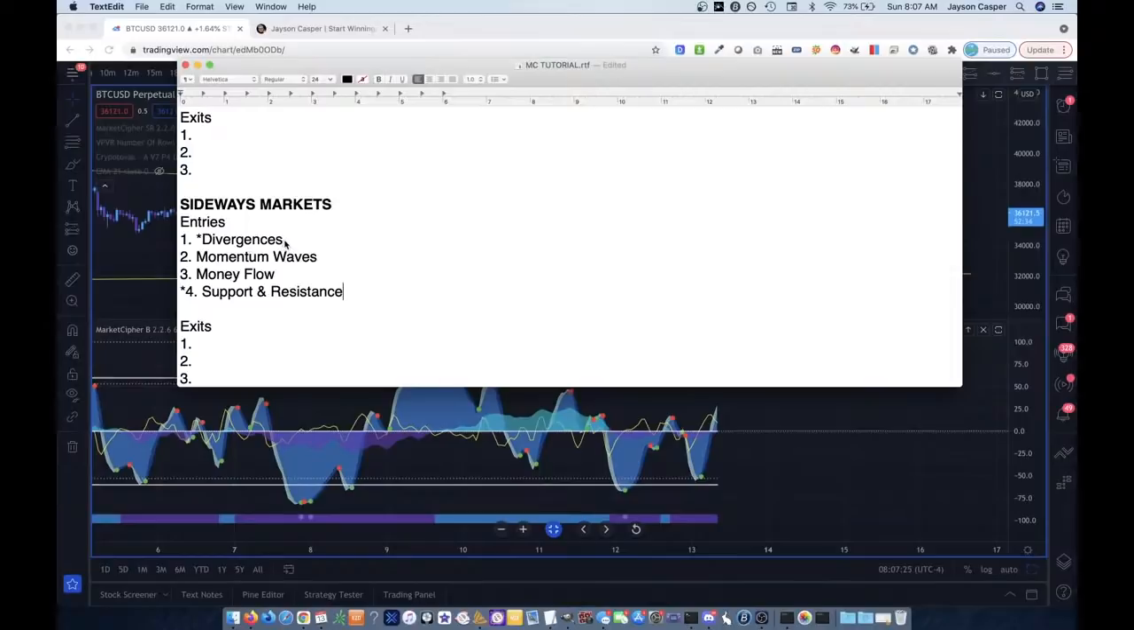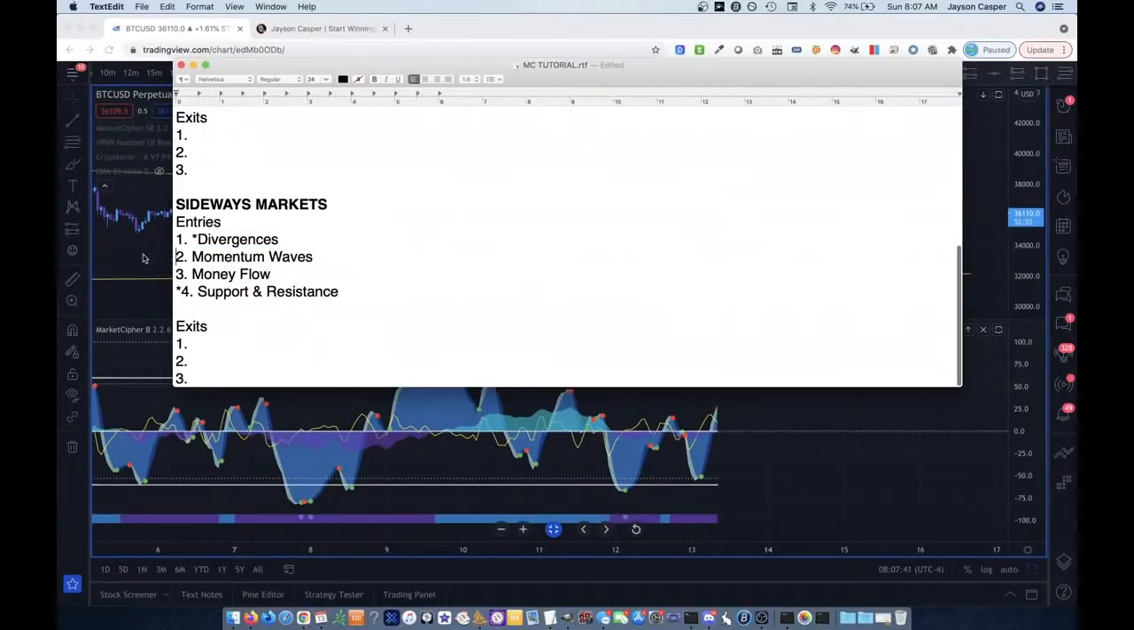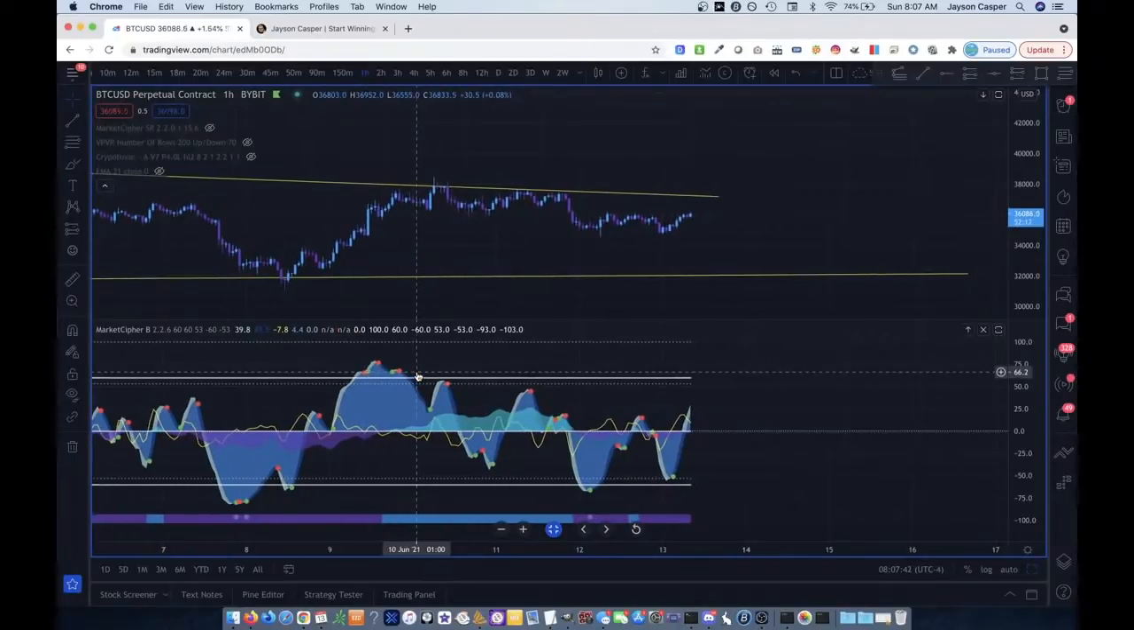So the first thing you're always going to look for if you're looking for a nice trade is divergences. Those on the 1 hour time frame will, I would say, 90% of the time give you a very significant move. The second thing, if there's no divergence, is we're going to be looking for momentum waves and money flow, and we're going to be looking for direction.